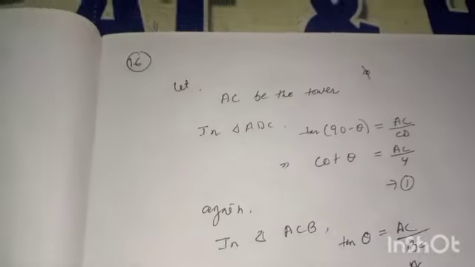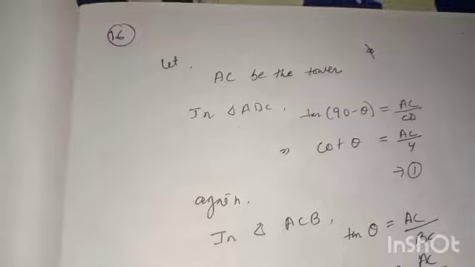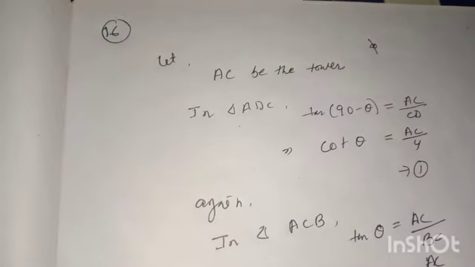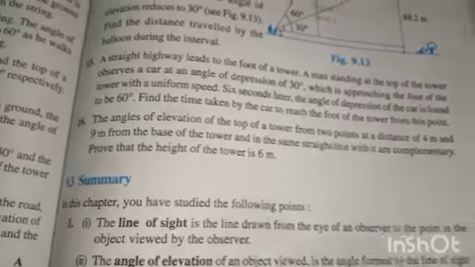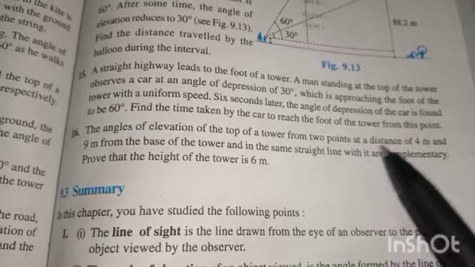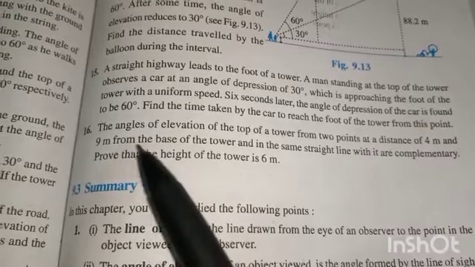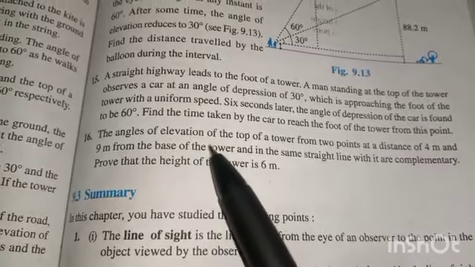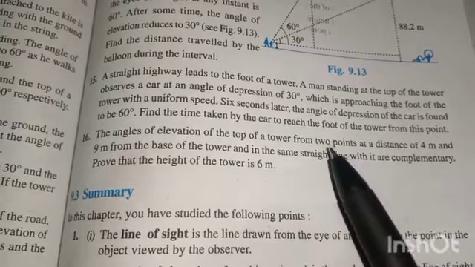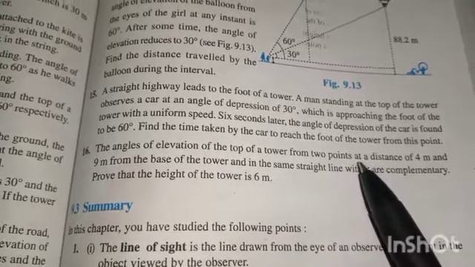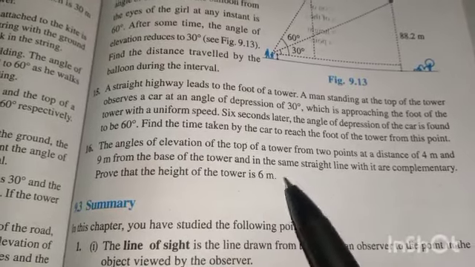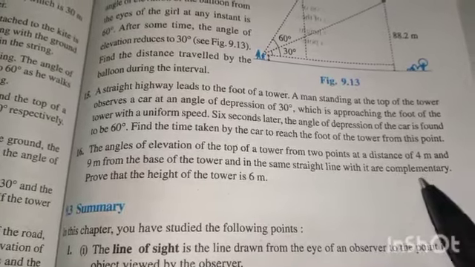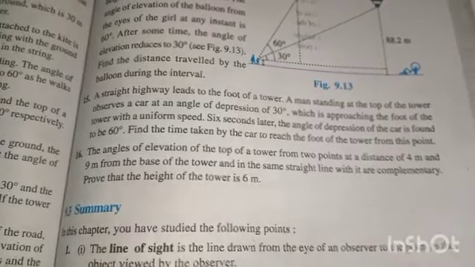In this question, it is a very interesting question. It is given the angles of elevation of the top of a tower from 2 points at a distance of 4 meter and 9 meter from the base of the tower, and in the same straight line, which are complementary. Prove that the height of the tower is 6 meter.